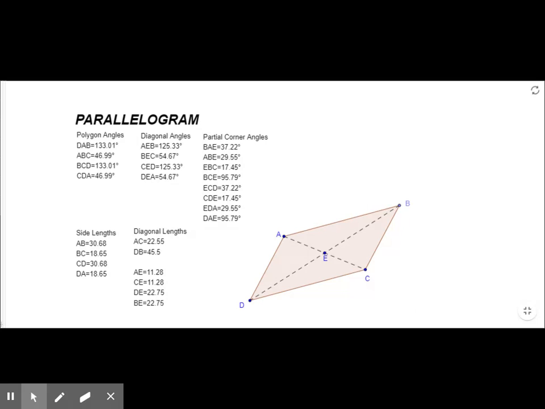Probably the best definition for a parallelogram would have something on there about the fact that you have 2 pairs of parallel sides. That's really the definition. The quadrilateral has 2 pairs of parallel sides. All right, from there we're going to try to answer these questions.